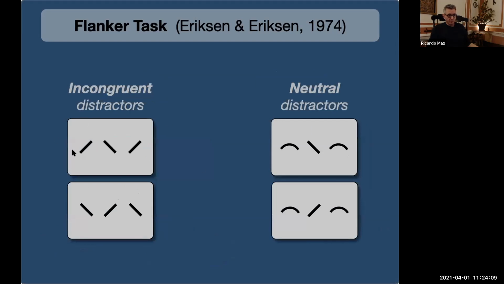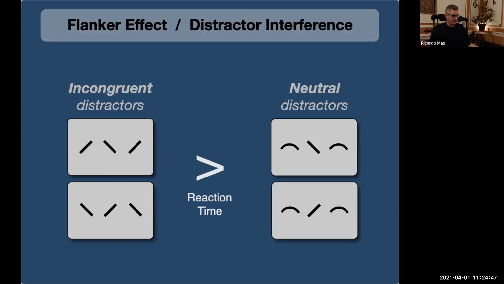So incongruent displays are those in which the distractors bear the alternative target identity, which is associated with the incorrect response, right? And in neutral displays, the distractors are any other stimulus outside the target set, which are not associated with any response for the specific task at hand.